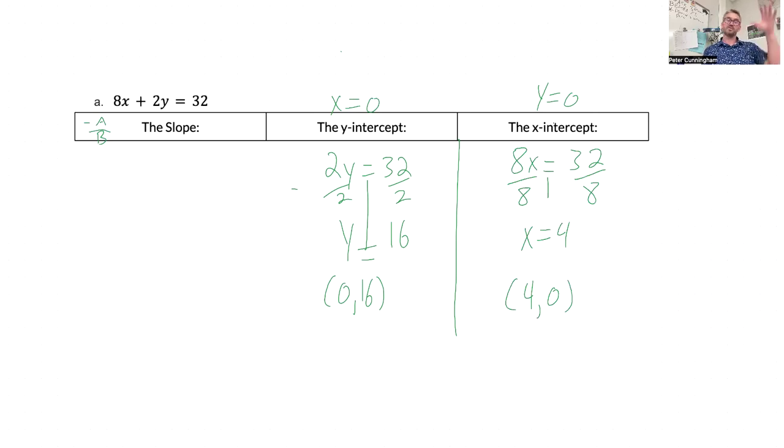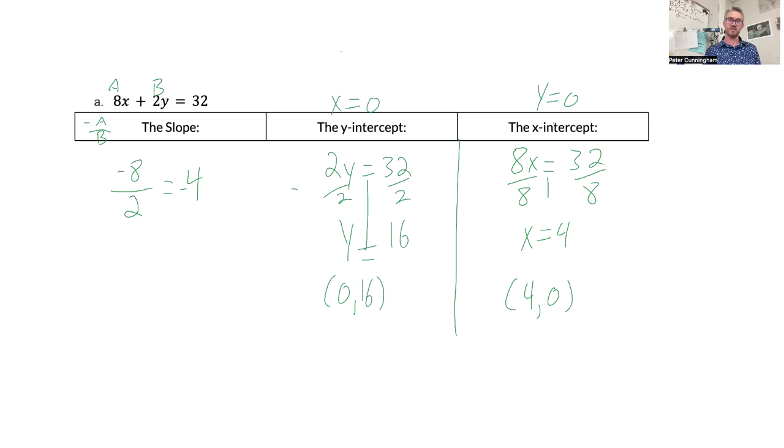Slope. Now, if I had a graph, I would just put these points and count my slope. That's what I would do. But given this right here, let's take negative a. So negative 8 divided by 2, which is b. This is a. This is b. Negative 8 divided by 2. That slope equals negative 4.